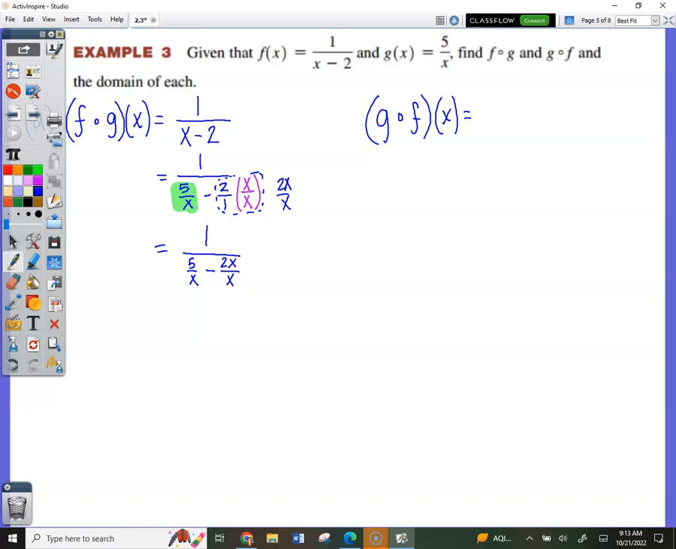Now, do they have the same denominator? Can I combine them? Yes. So I can write them as one fraction all over x. The top would read exactly what you see, which is 5 minus 2x. It really helps to just keep writing. 5 minus 2x over x.